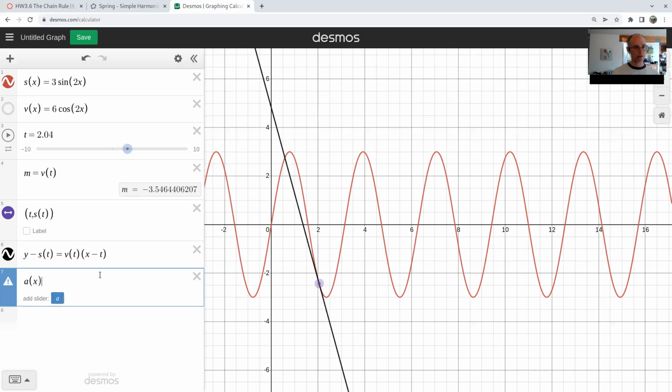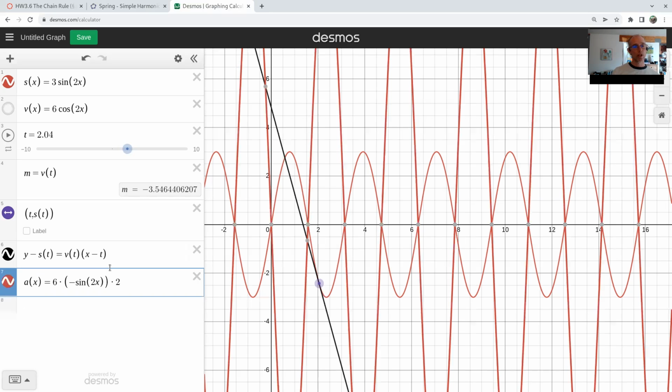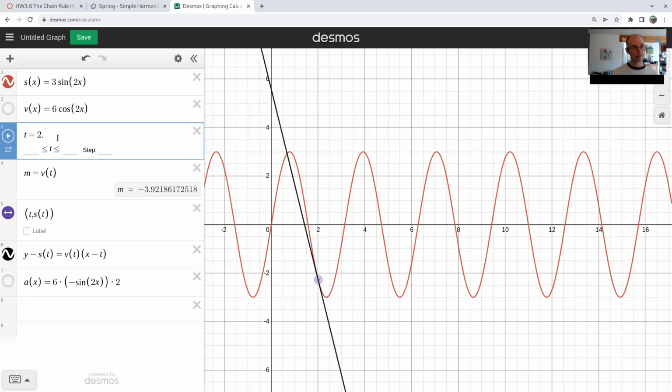So acceleration for some value x here. I have to take the derivative of my velocity function. The 6 just hangs out, times the derivative of the cosine, which, putting in parentheses, is negative sine. Chain rule says leave the 2x alone at first, and then multiply that by the derivative of 2x, which is just 2. So that would be -12 sine of 2x if I clean that up. I'm going to turn that off. I don't need to see the graph, but I wanted to calculate what the acceleration is at 2 seconds. And let's set this back to 2 up there.